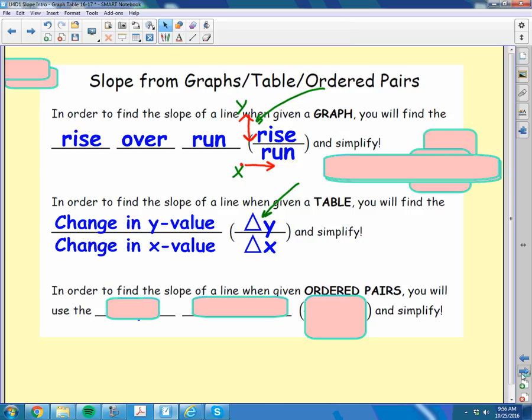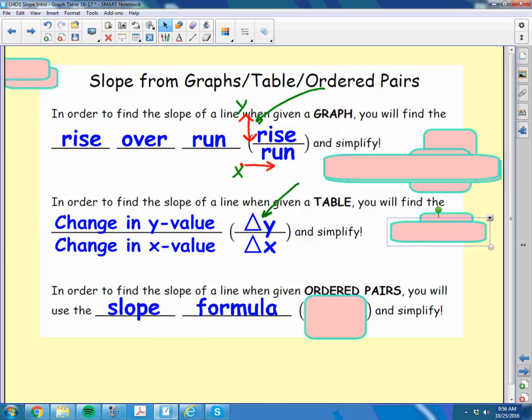Okay? And finally, when you're given ordered pairs, you will use what's called the slope formula, which is y2 minus y1 divided by x2 minus x1. Just write all this down, and we're going to practice it a little bit. You will use that slope formula. Any questions on what we've written so far? I know you don't know how to apply some of them, but we're going to do that in a second.